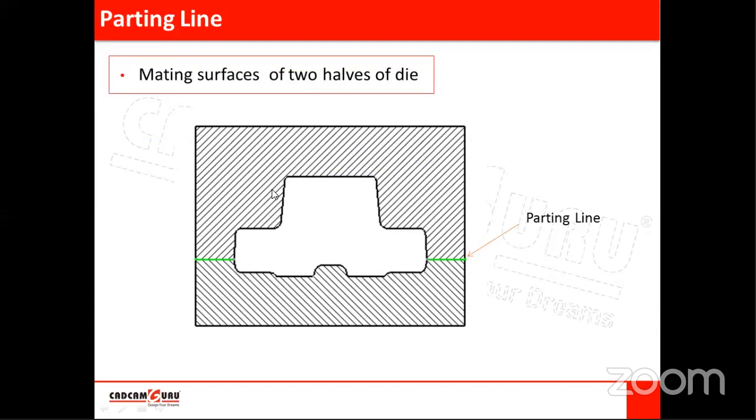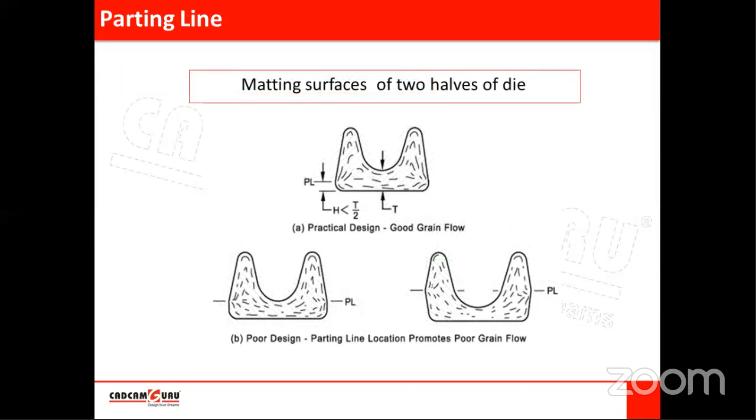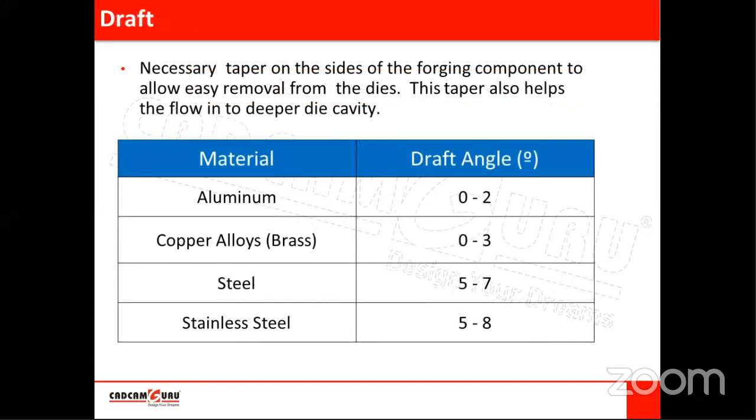Otherwise, due to friction, the component will get stuck inside the die cavity, so it will be difficult to remove the die from the component. That's why there is a taper. When we are removing the die, there will be some gap, so it will not get attached to the component. So draft angles are used for easy removal of the component.